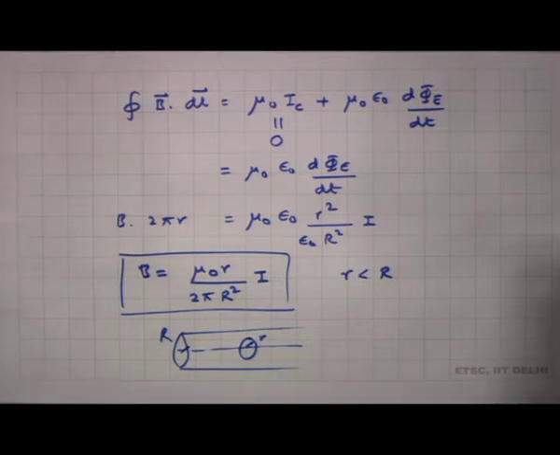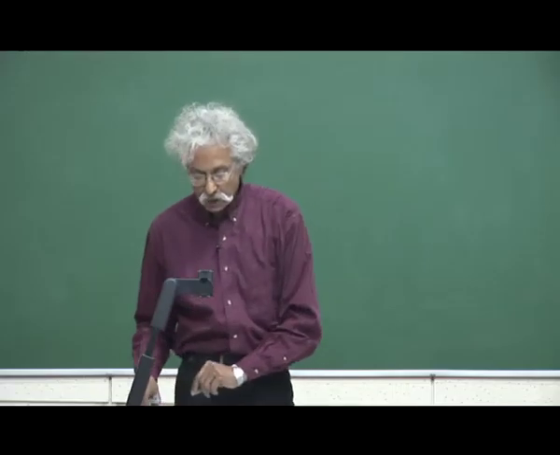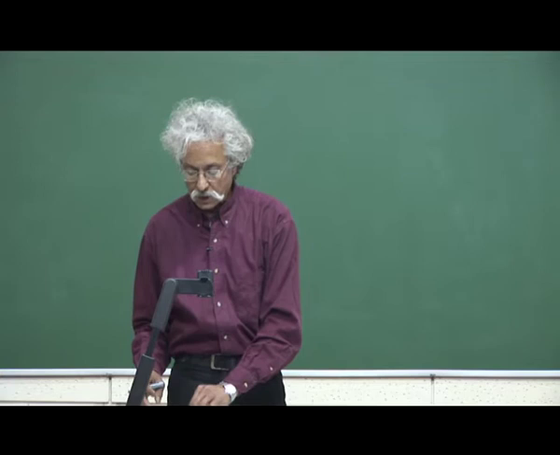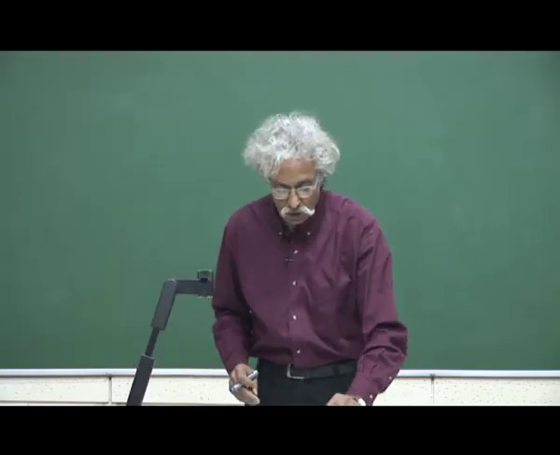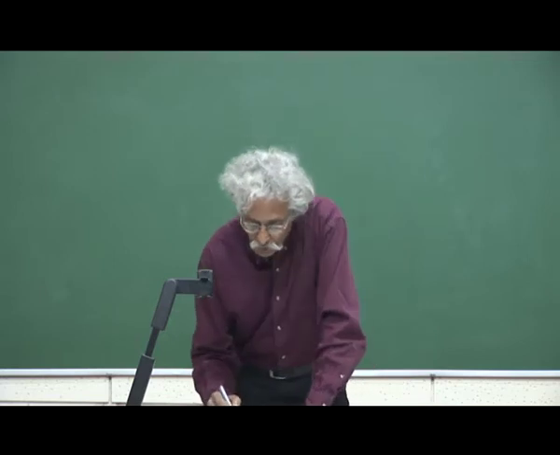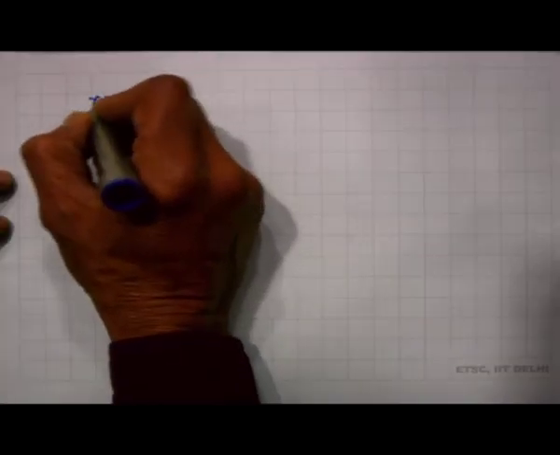So, I leave this problem to you to show that this is exactly the same as if there was an actual current, conduction current, flowing through a wire of radius capital R, and you are calculating the magnetic field at a distance small r from the axis of that conductor. So, that was the magnetic field inside the capacitor plates.